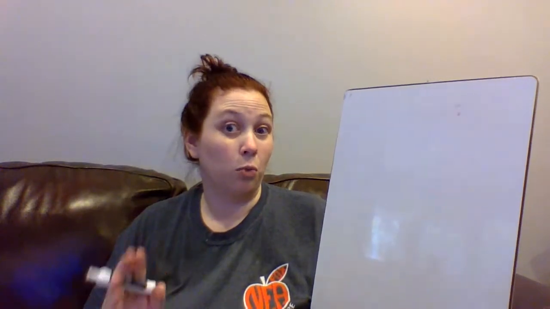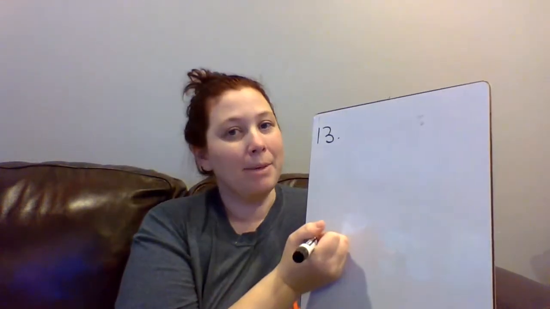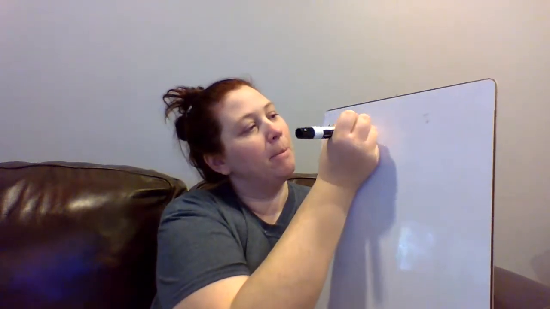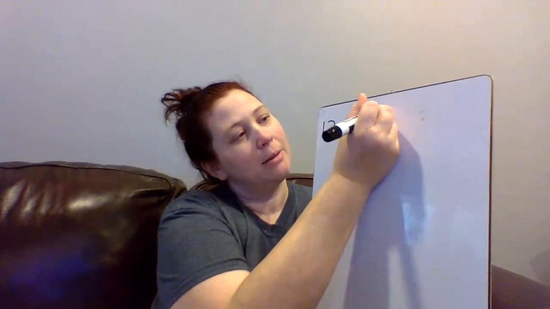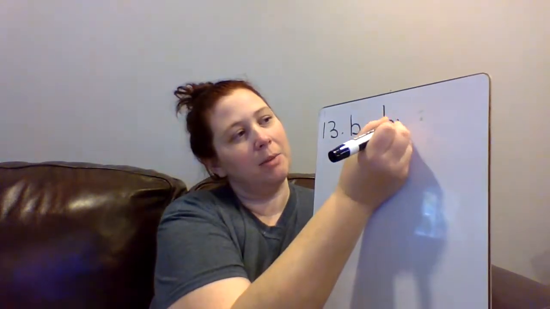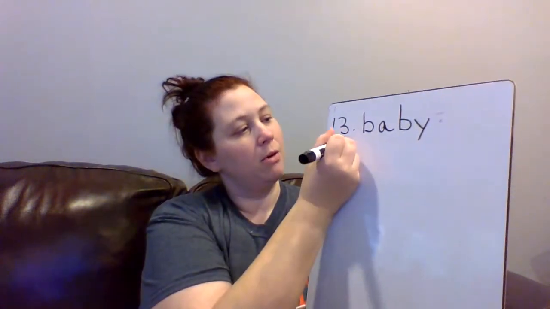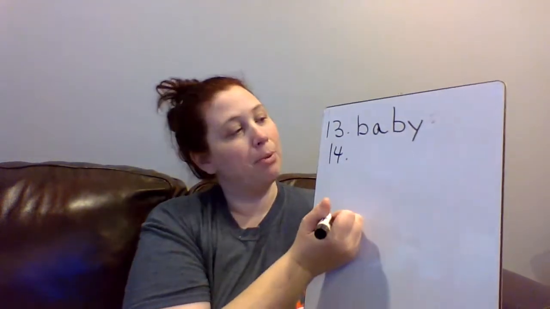All right. Let's move on to number 13 and practice spelling a real word. So number 13, we're going to spell baby. It's B-A-B. And then E, and our E at the end is going to be made by that Y. Okay?